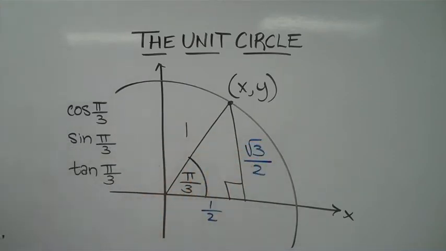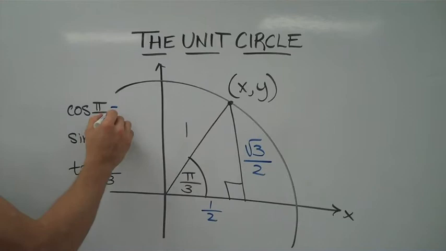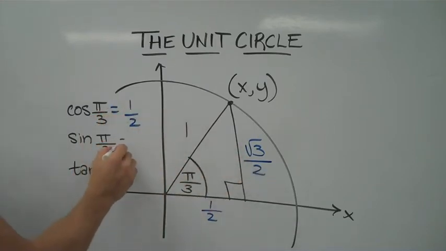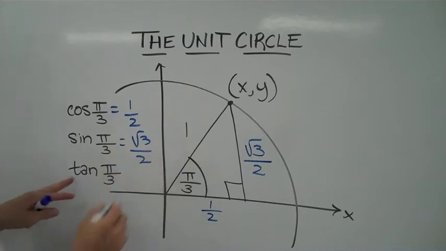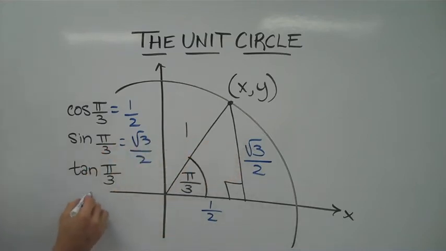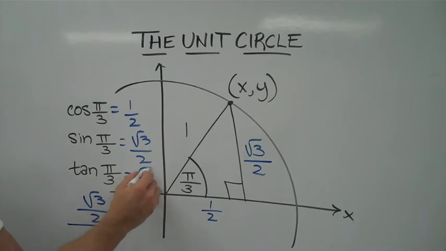So that allows us to quickly figure out that cosine of this theta, pi over 3, is adjacent over hypotenuse, which is 1/2. Sine is opposite over hypotenuse, which is the square root of 3 over 2. And tangent is opposite over adjacent, which is the square root of 3 over 2 divided by 1/2. When I multiply by the reciprocal, I'll ultimately get just the square root of 3 over 1.